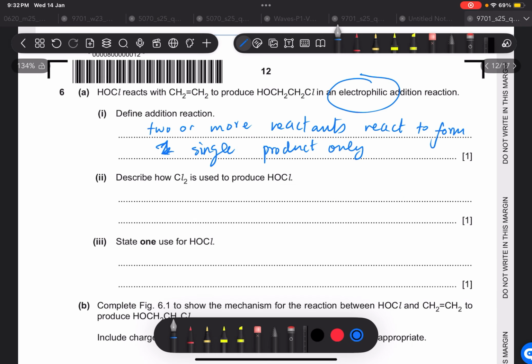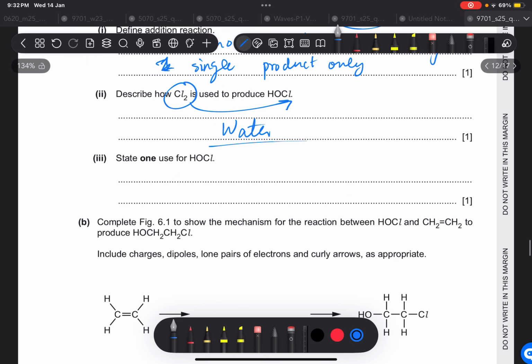Describe how Cl2 is used to produce HOCl. Make it react with water. So this thing reacts with water to produce this thing. I would just write water over here, and then you can say mix it with water. State one use of HOCl. It's basically used as a sterilizing agent. The chlorine smell that you notice in swimming pools is because of this HOCl. It kills microbes or bacteria in water.